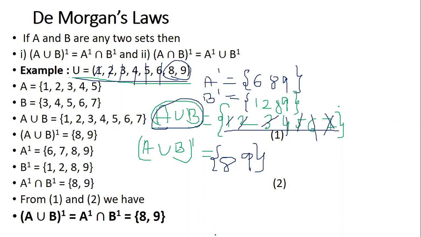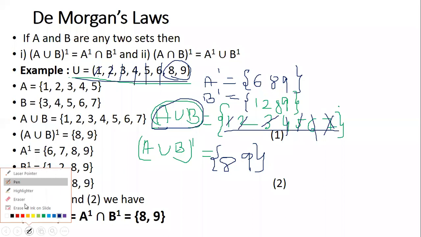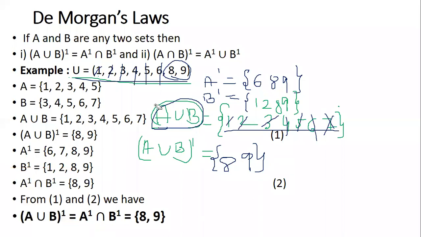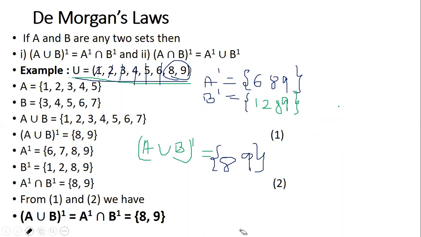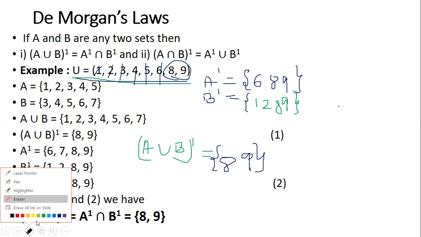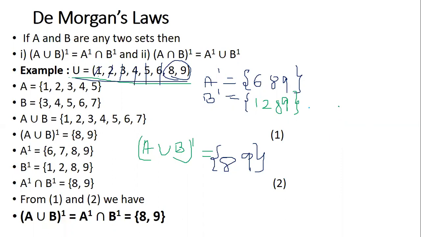Okay, clear? So here what is going to happen is we have A complement, we have B complement, and then we also have A union B complement. So this is what we require to solve De Morgan's law. Now let us go to the final step of equating both of them. Let us equate.